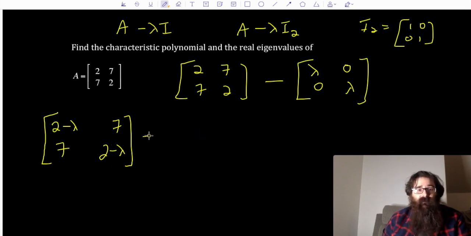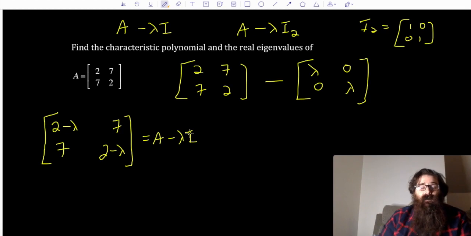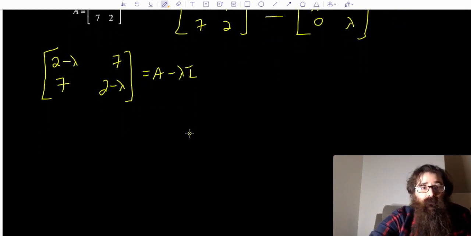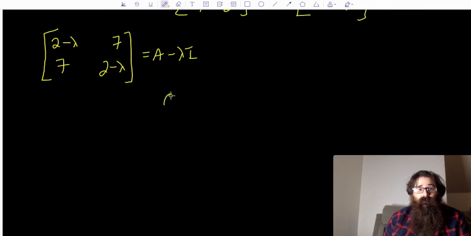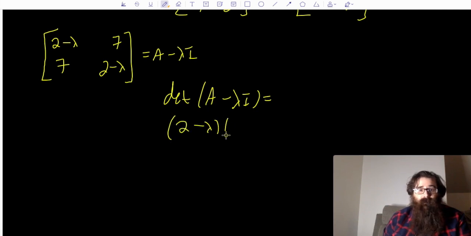This is my matrix. This is A minus lambda I. Now I want to find the determinant of this matrix. We know how to find the determinant of a 2 by 2 matrix. I multiply on the main diagonal: 2 minus lambda times 2 minus lambda, and then subtract the product on the off diagonal, so minus 7 times 7. And then I want to force this, set it equal to 0.